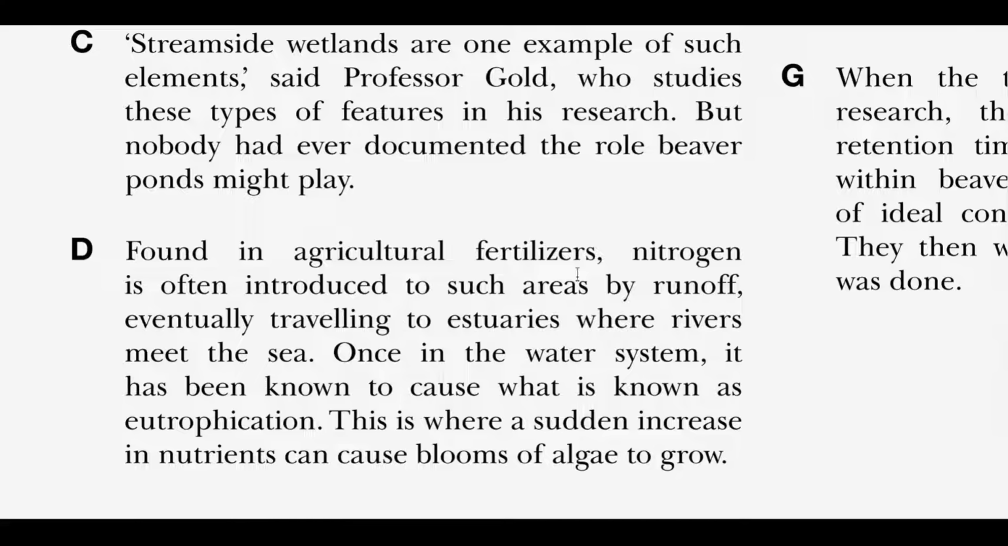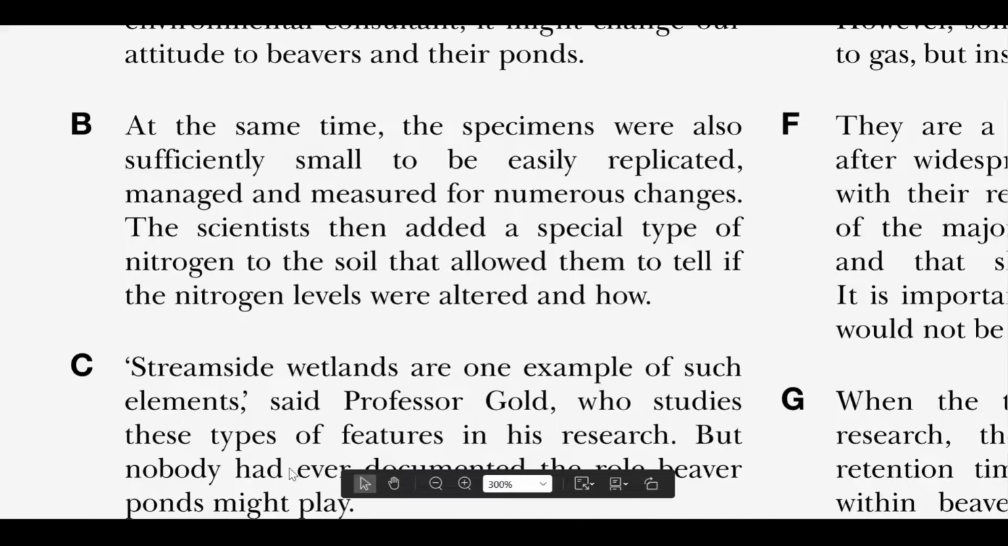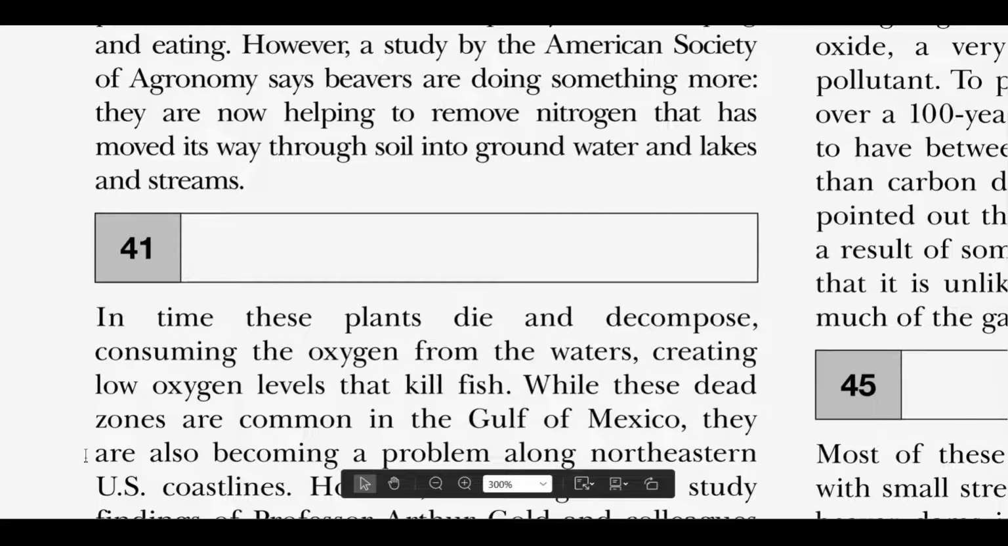about this nitrogen runoff into the estuaries, into rivers, into the sea. And that this particular process is causing these plants, algae, to grow. So I would say that D here is going to fit quite well with 41. We have context here about what they're talking about, and we have reference to these plants. Then it goes on to say that in time, these plants will die, consuming the oxygen, and this is where the problems come, and they're starting to kill the fish.